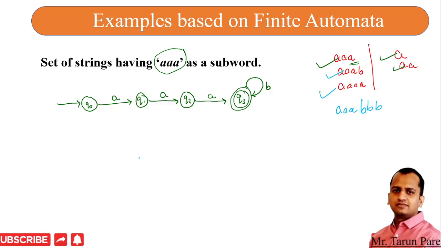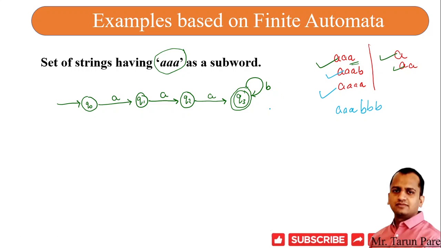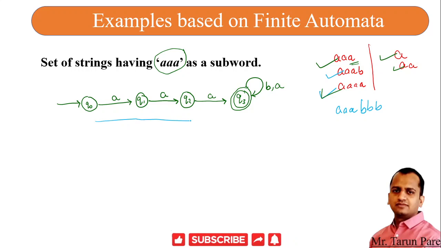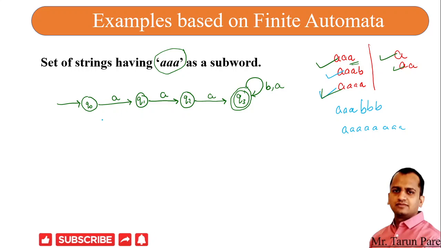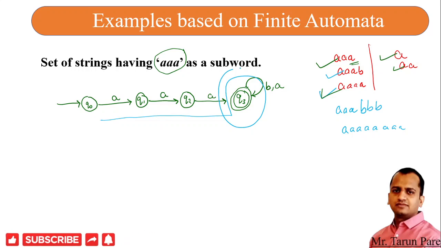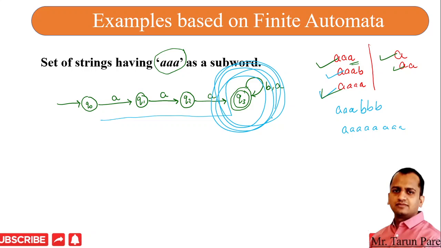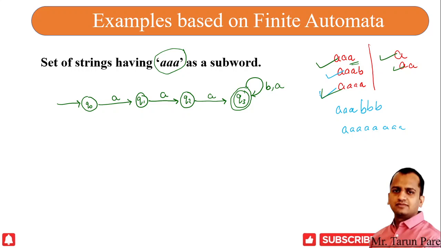Then what about 4 A's? 3 A's were passing, and if you make a loop with this, then this automata will accept this string also: first A, second A, third A, fourth A. If the string is like 8 A's, then you go 1A, 2A, 3A, 4A, 5A, 6A, 7A, 8A, and reach the final state. This is how this string is also accepted.